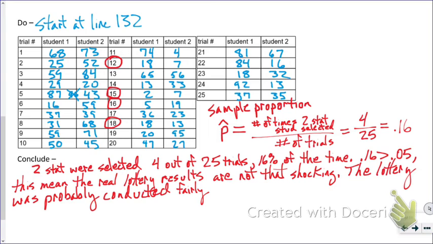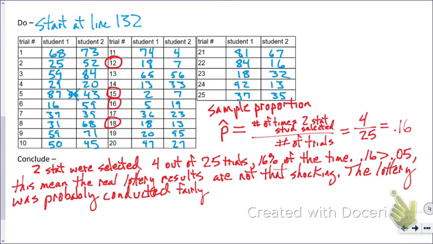16% is not shocking. It's larger than 5%. So this was somewhat expected. It wasn't surprising because it happened 16% of the time. So I'm going to say the lottery was probably okay.